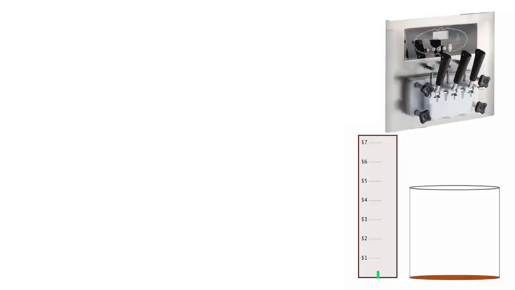Here is a frozen yogurt machine. You fill a cup with yogurt and then get it weighed. It costs 59 cents per ounce. Since the cup weighs about a half an ounce, you end up paying 29 cents for just the cup, plus the amount for the yogurt.